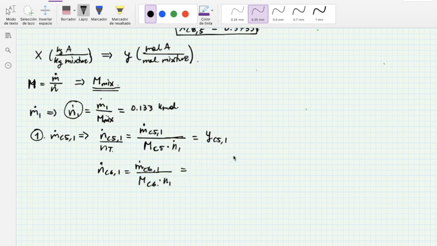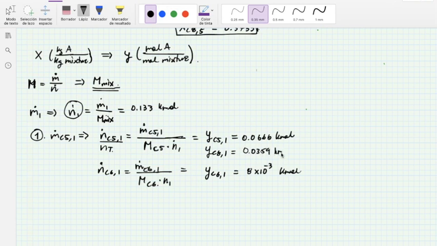And therefore, I can give you the table of what I have. For the first one, this one is 0.0666 kilomoles. Now for YC6 at 1 equals 8 times 10 to the minus 3 kilomoles, and I'm going to put it here so I don't use so much space. So C8 at 1 is going to be equal to 0.0359, and there's going to be a problem here. C10 at 1 equals 0.1777 kilomoles. Okay, so this one is like a red flag.